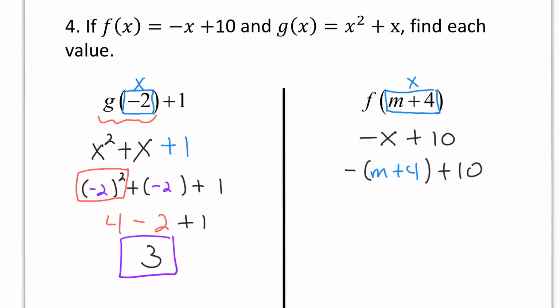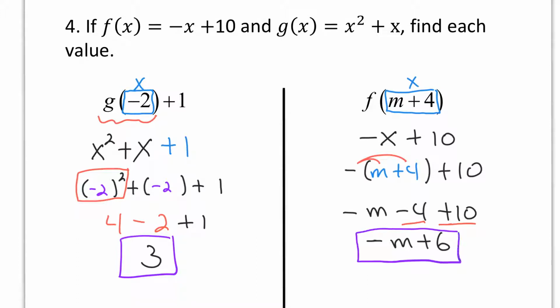Now you guys evaluate. You guys distribute the negative and combine like terms. So when you guys distribute the negative into the parentheses, we get negative m minus 4 plus 10. And you guys combine like terms. The minus 4 here and the plus 10 are like terms. Those are constants. So that simplifies to positive 6. So my answer is negative m plus 6.